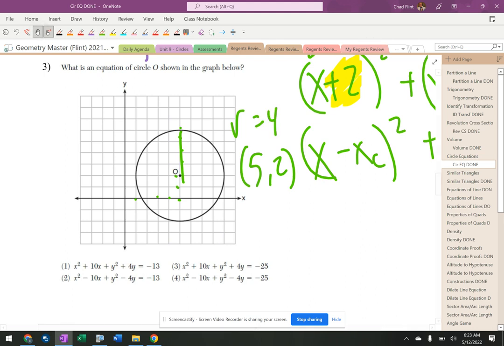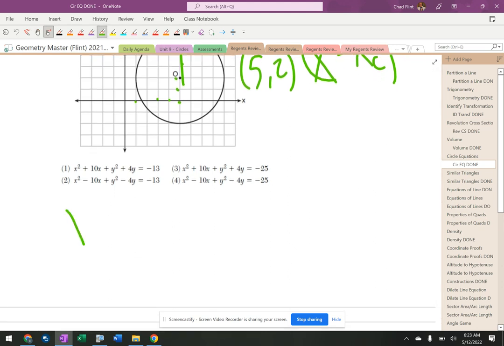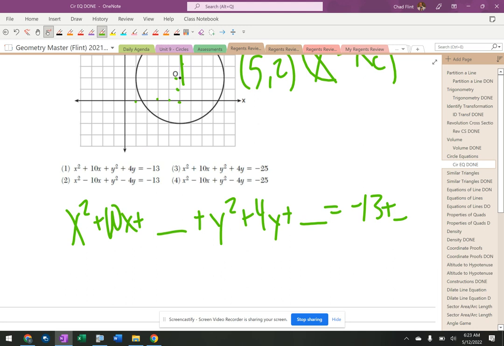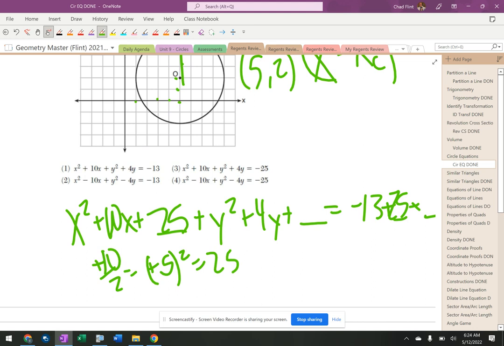I'm going to complete the square on one of these, and then I'm going to figure out which one is the right one. So x squared plus 10x plus space plus y squared plus 4y plus space equals negative 13 plus space plus space. 10 over 2 is 5, squared is 25. 25, 25. Okay, 4 over 2 is 2. Hang on. Squared is 4. Whoops, what am I doing here? I'm writing too fast. 4, 4. Okay, so that's what I get.